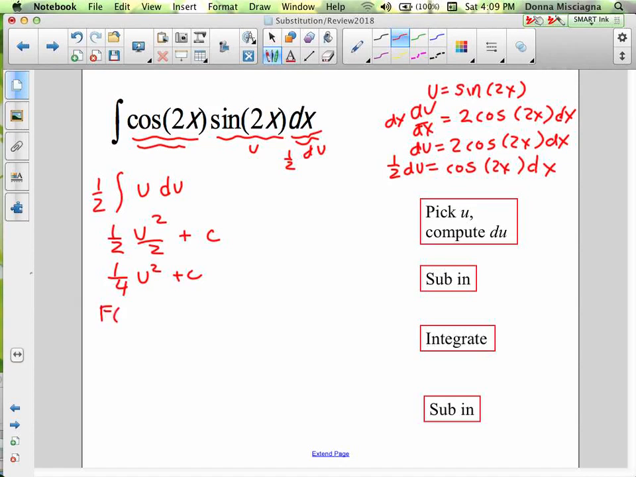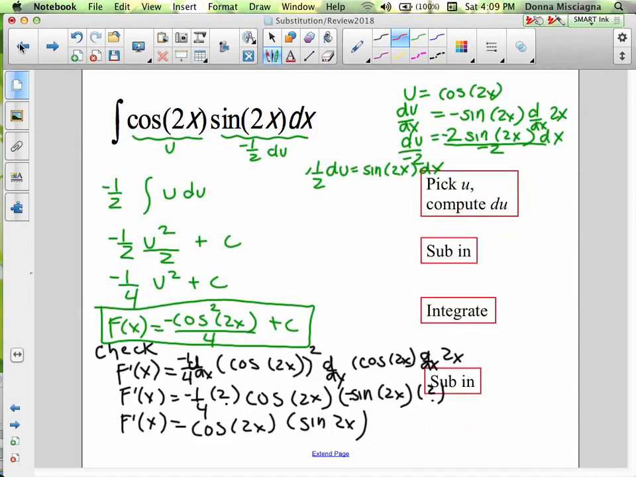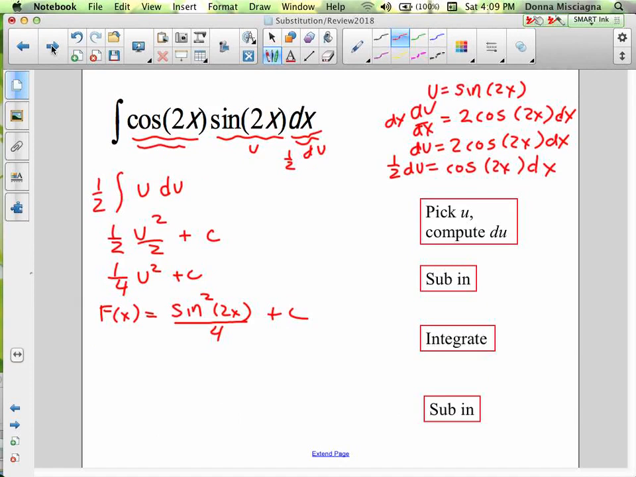So f of x equals sine 2x, and that's squared, divided by 4 plus c. Well, that's not the same as the answer that we got here. I got negative cosine 2x divided by 4 plus c. Let's take the derivative and see what we get.